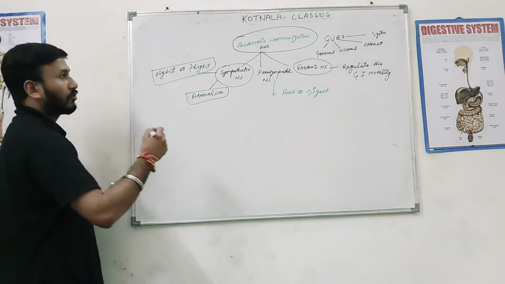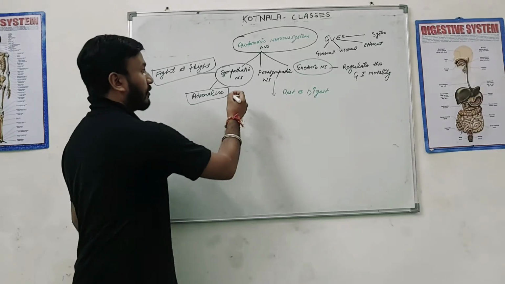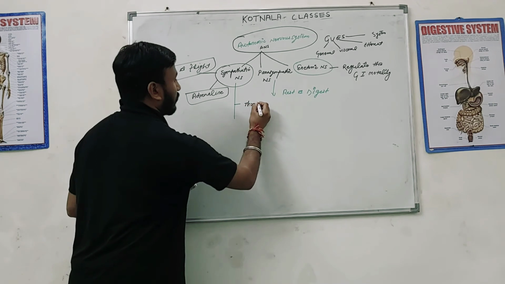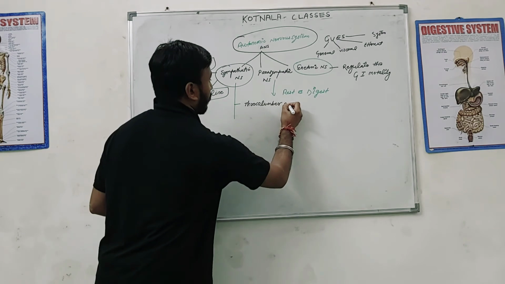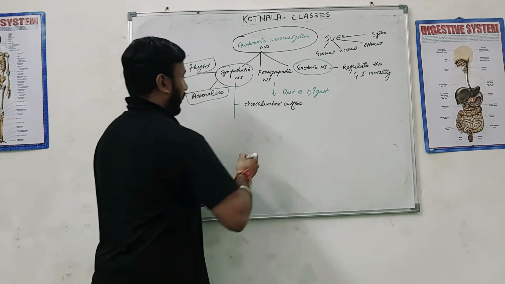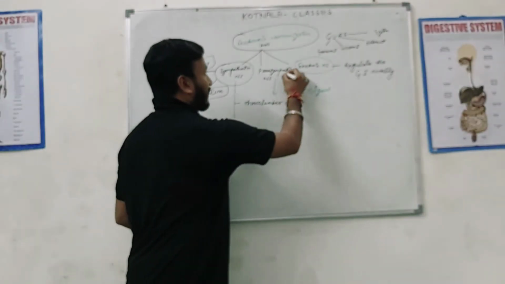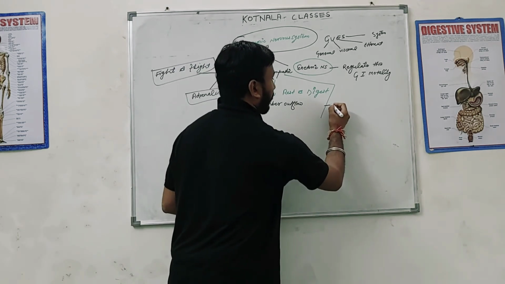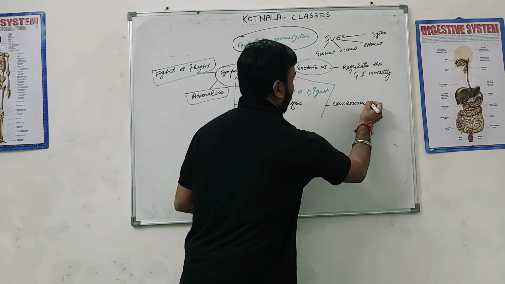And you should know another name, because in many competitive exams you should know that the sympathetic nervous system is also known as the thoracolumbar outflow. And interesting, what is another name of the parasympathetic nervous system? The parasympathetic nervous system is also known as the craniosacral pathway or craniosacral outflow.